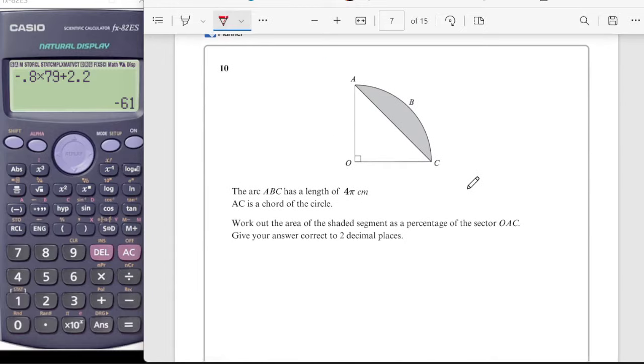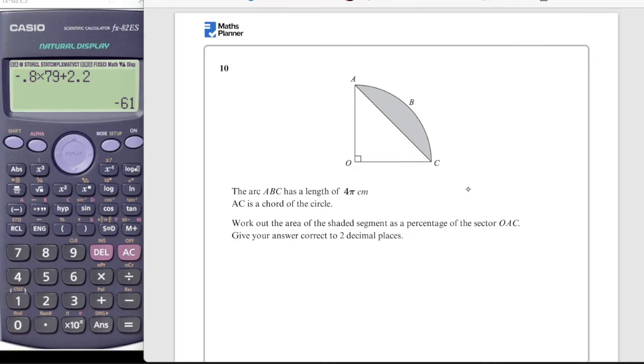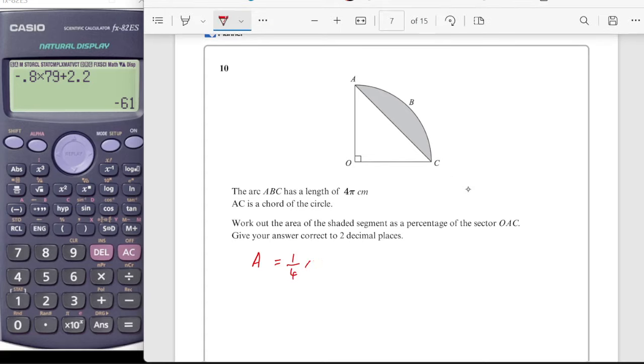Okay, question 10. The arc length ABC has a length of 4 pi. AC is a chord. Work out the area of the shaded segment as a percentage of the sector OAC. Okay, so I'm going to start by saying that the arc is going to be equal to a quarter of a circle, a quarter times 2 pi r.